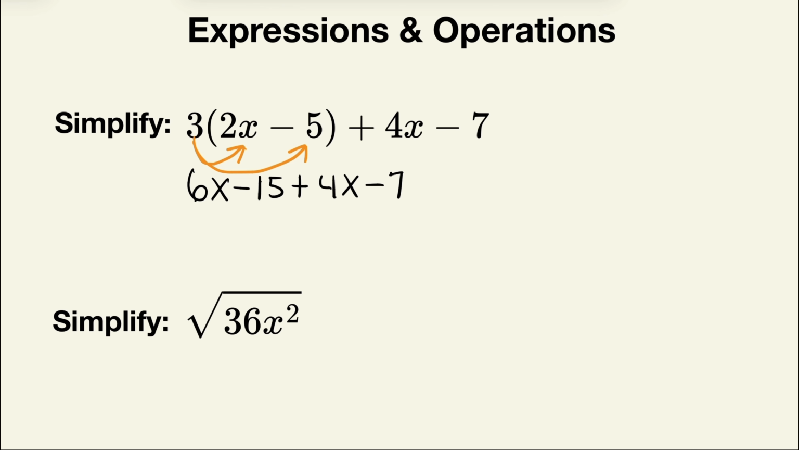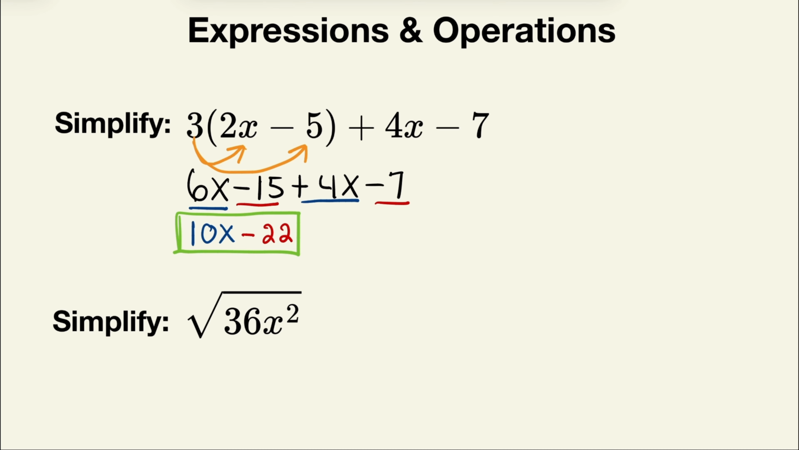So we'll go ahead and combine 6x plus 4x, which gives us 10x. And then we have negative 15 and negative 7. So negative 15 plus negative 7 is negative 22. The final answer is 10x minus 22. A common mistake here is forgetting to distribute to both terms. So make sure when you get this type of problem, you work at it slowly and methodically.